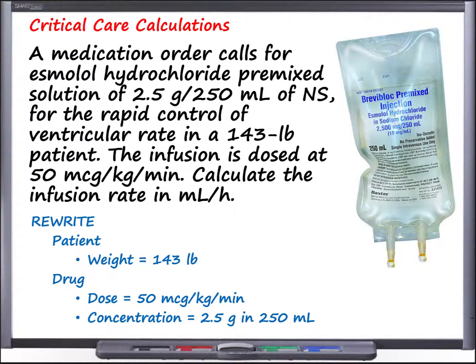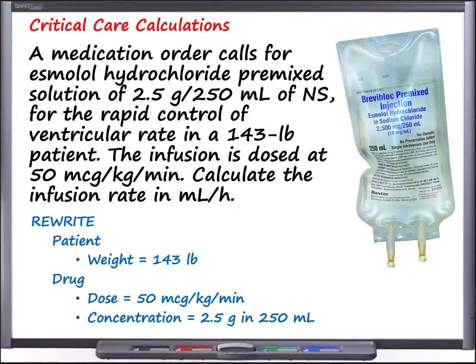All right, this next question is the type of calculation you would perform in more of a critical care type setting. So let's read the question. It says, a medication order calls for esmolol hydrochloride premixed solution that contains 2.5 grams per every 250 milliliters of normal saline to be given for the rapid control of ventricular rate, meaning heart rate, in a patient who weighs 143 pounds. Now, the doctor has dosed this infusion to be run at 50 micrograms per kilogram per minute. That's what it's dosed at.